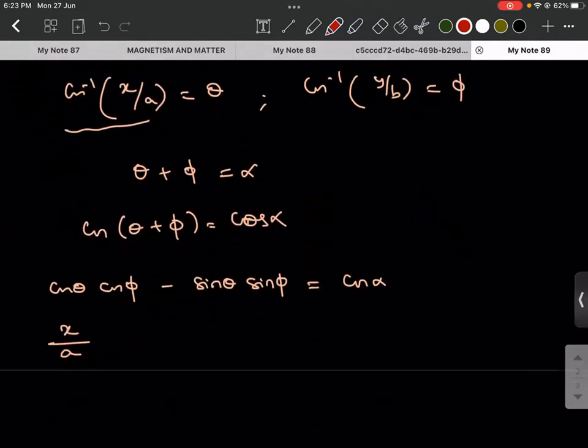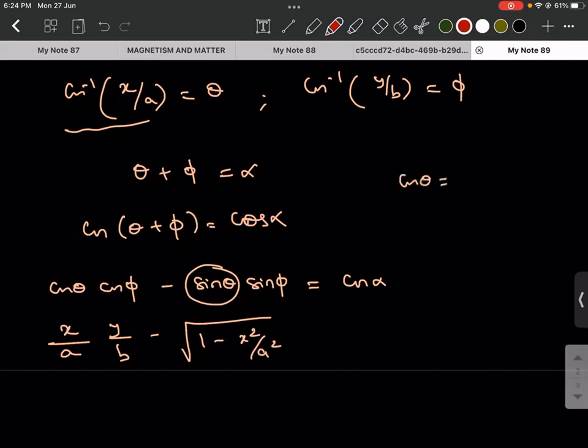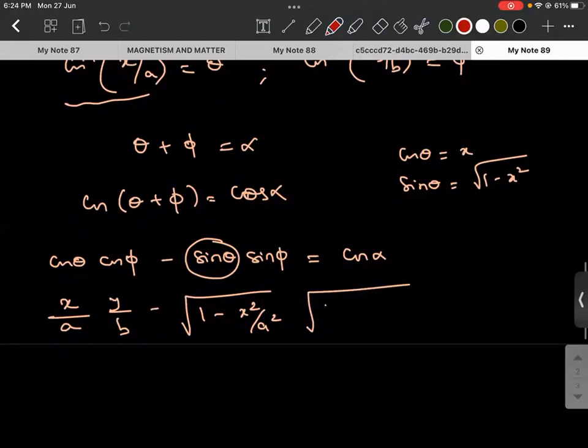Is that simpler? Let's try both and see. Cos theta is x by a and cos phi is y by b. Is that right? Minus, what are you getting sin theta as? If cos theta is x by a, sin theta will be root of 1 minus x square by a square. Because if cos theta is equal to x, sin theta will be equal to root of 1 minus x square. Right? Then what will sin phi be? Root of 1 minus y square by b square. This is equal to cos alpha.